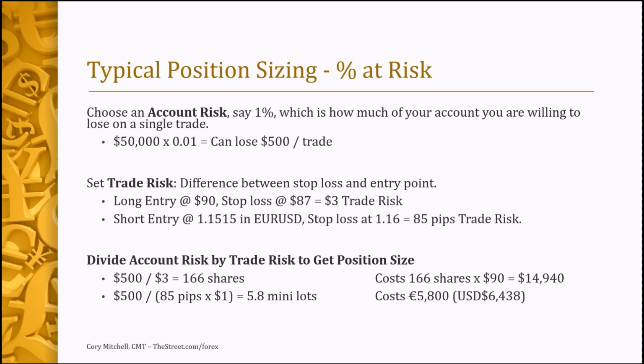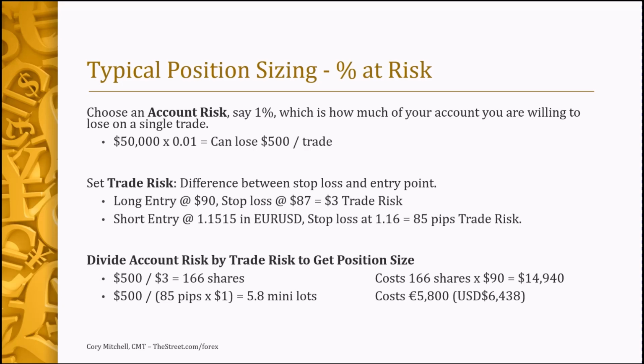The first example here is a long entry in a stock at $90. You place a stop loss at 87. You're risking $3 on that stock. That is your trade risk. Now, in order to get your position size, you divide your account risk by the trade risk. So you're going to take $500, that's how much you're willing to lose in your account, divided by the $3 you're willing to lose on the trade, and you get 166 shares. Just for reference, that 166 shares at $90 will cost you $14,940 of your $50,000 account.